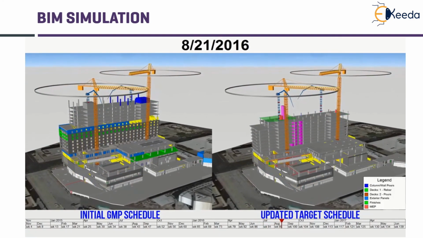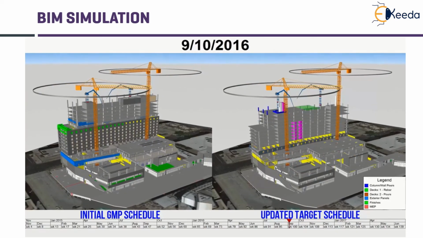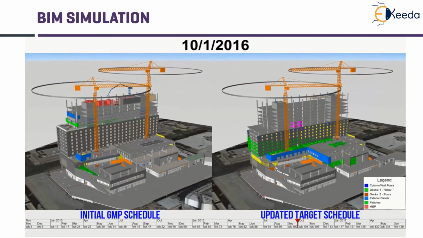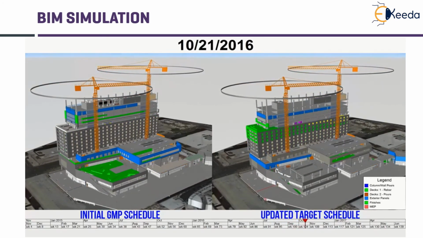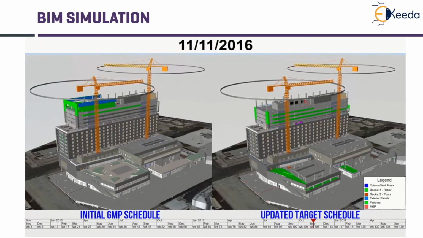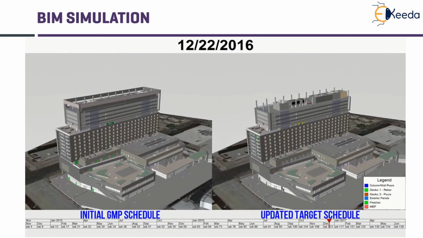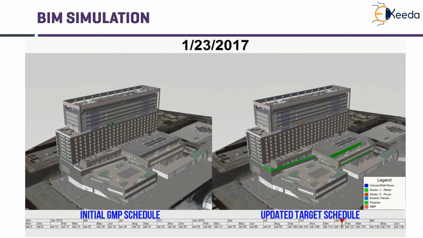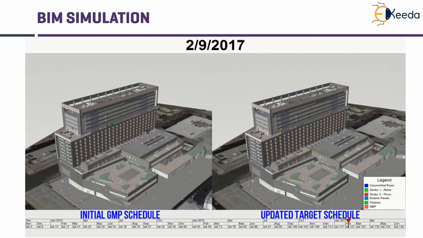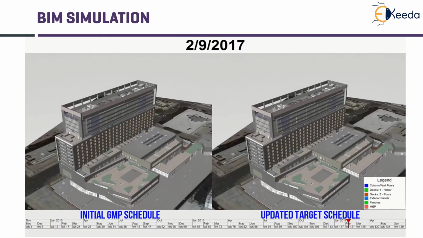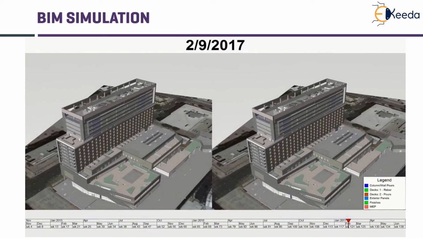Now we can see the facade works progressing, glazing, etc., being installed on one side, while on the other side the structural work is continuing. The tower crane has been dismantled, and in a period of 2 years, from January 2015 to January 2017, the project is finally completed with some delay.